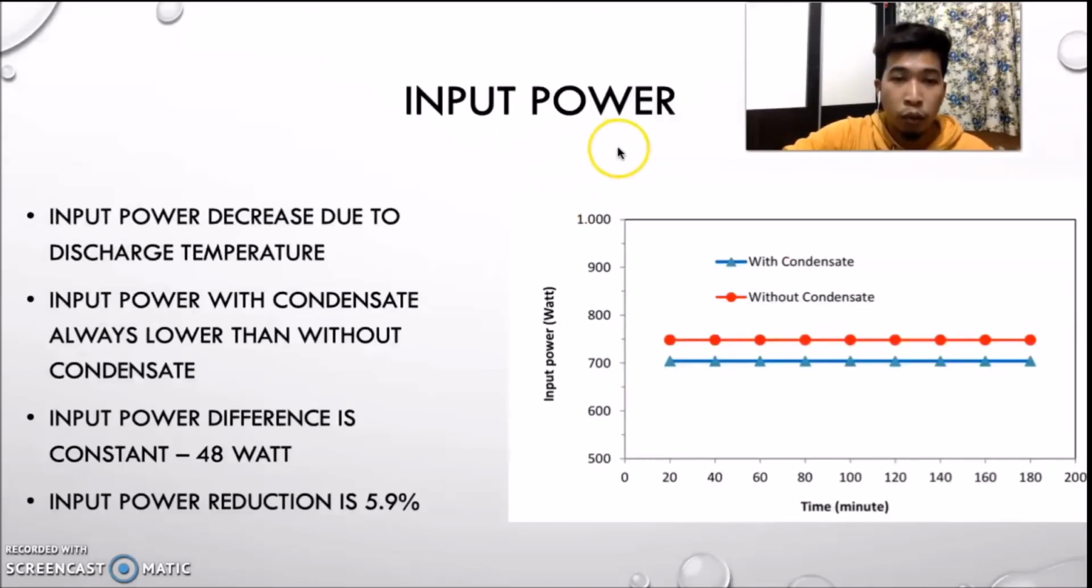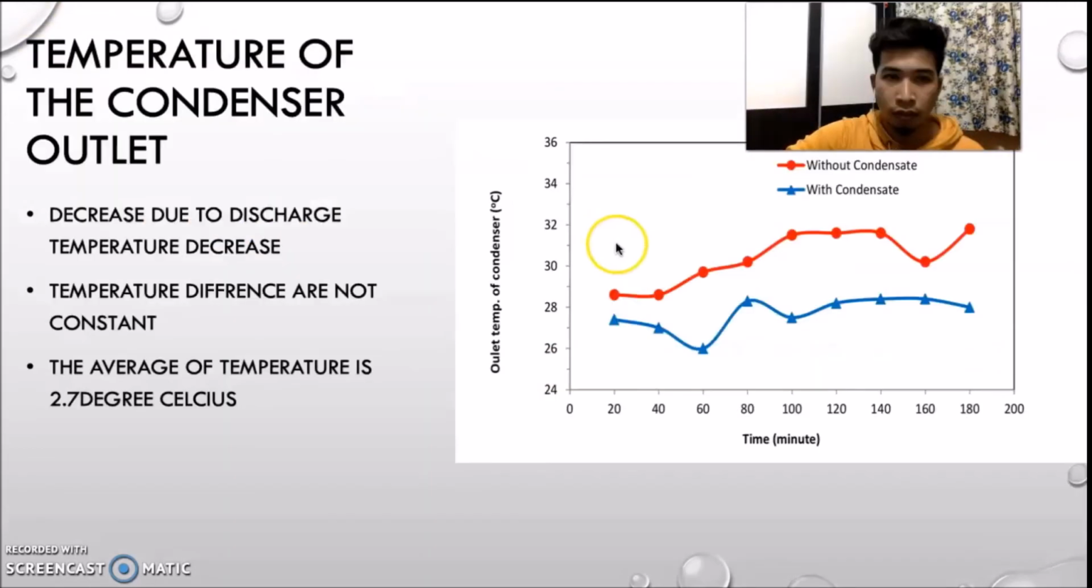Next is the input power. Input power decreased due to the discharge temperature. Input power with condensate is always lower than without condensate. The red one is without condensate, and the blue one is with condensate. The input power difference is constant, about 48 watts. The input power reduction is 5.9%.